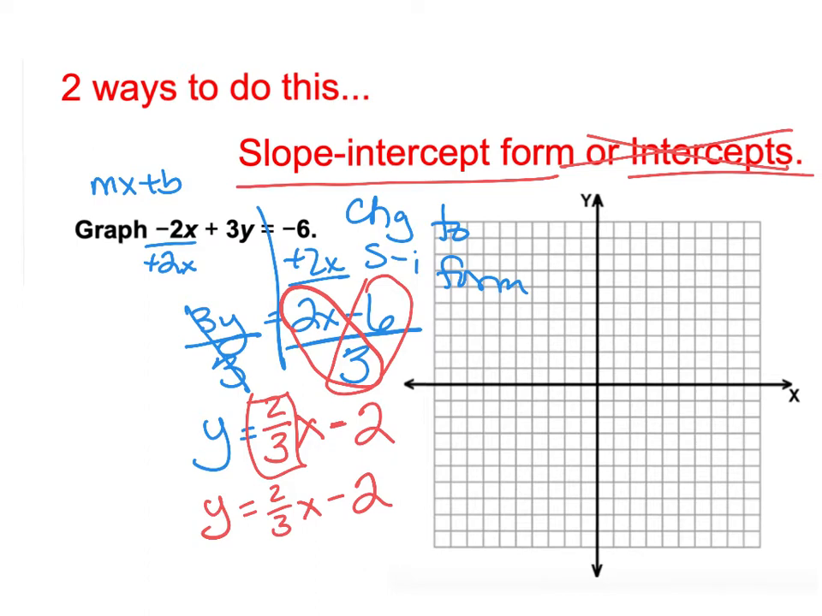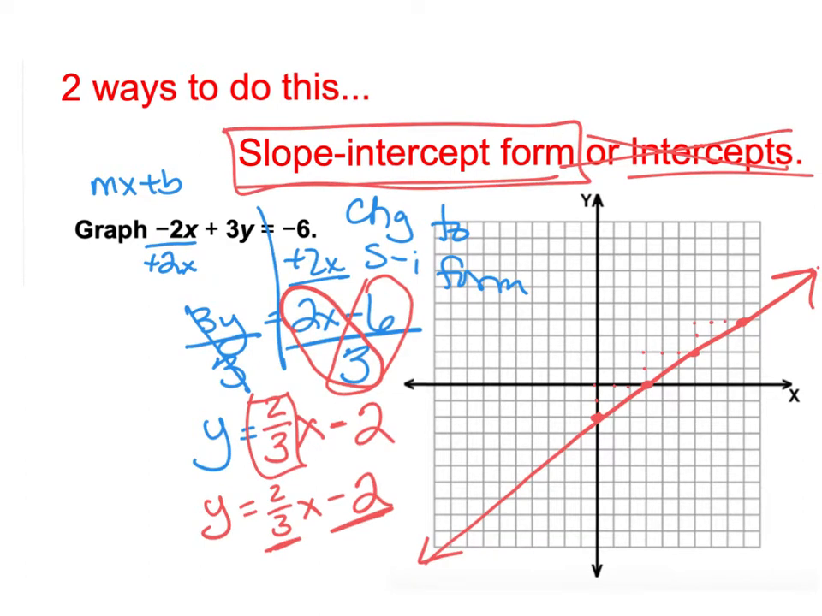And we can graph this. So our y-intercept is negative 2, so that'd be right here. And our slope is 2/3, so 2 up, 3 to the right. There's our next point. 2 up, 3 to the right. And eventually we'll be able to draw a straight line all the way through. So it would look something like that. That's using slope-intercept form.